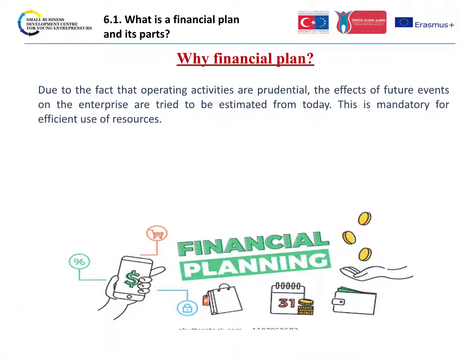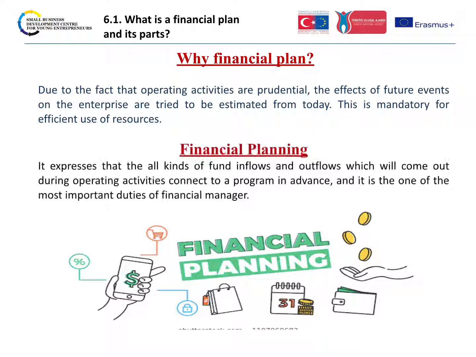What is a financial plan and its parts? Because operating activities are prudential, the effects of future events on the enterprise are tried to be estimated from today. This is mandatory for efficient use of resources. It expresses that all kinds of fund inflows and outflows which will come out during operating activities are connected to a program in advance, and it's one of the most important duties of the financial manager.